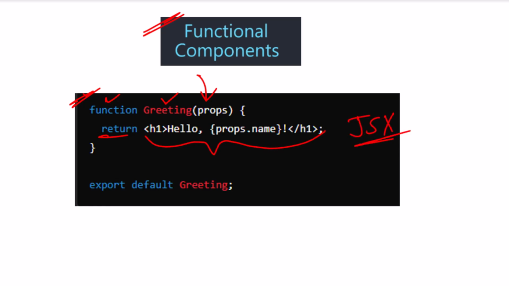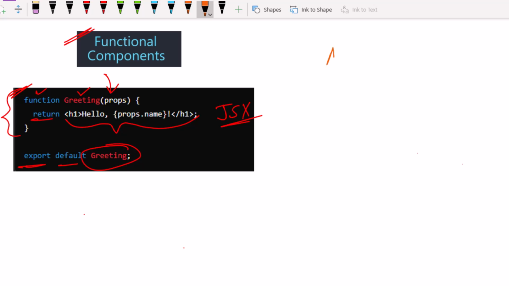And after the definition of the component, we have to export it. We're going to use export default and the name of that component so that we can use it in other places. So let's now talk about a few of the advantages of using functional components.